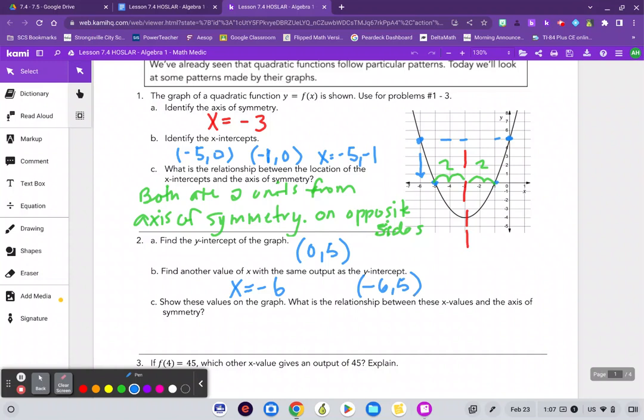So it shows the value on the graph. All right, what's the relationship between these x values and the axis of symmetry? Let me put that axis of symmetry in there a little bit better. It looks like I'm 1, 2, 3 away from the axis of symmetry, and 1, 2, 3 on the other side. So again, we are the same distance away from that axis of symmetry.